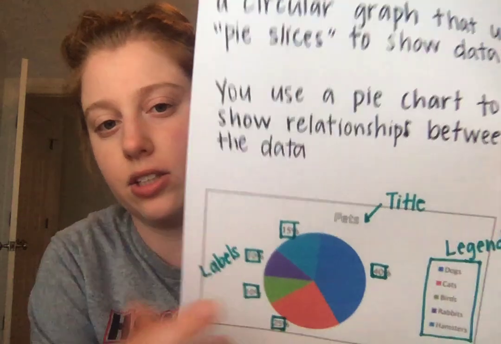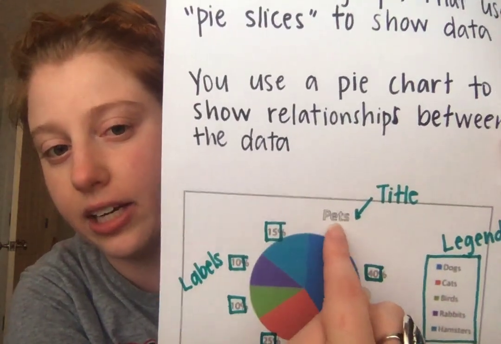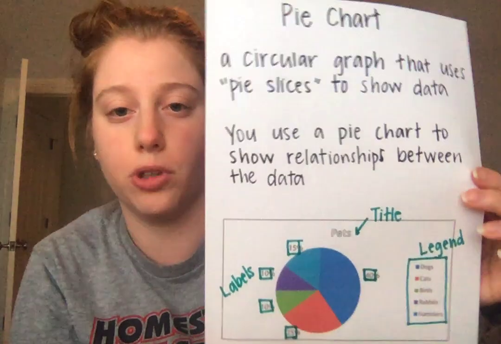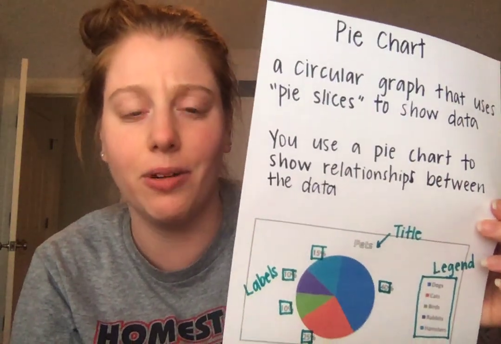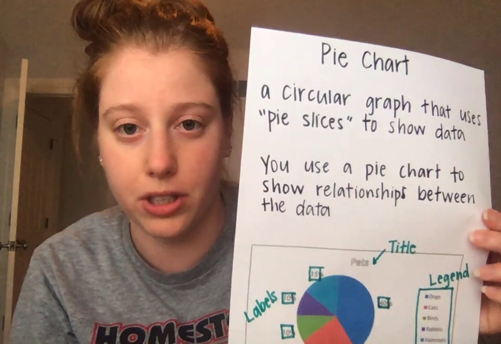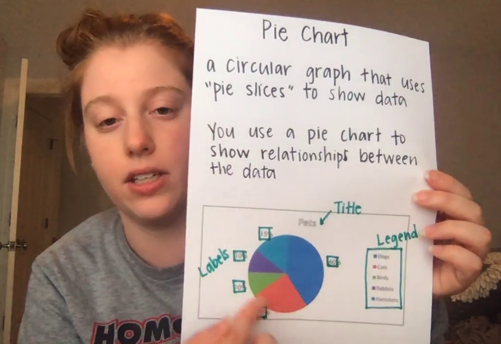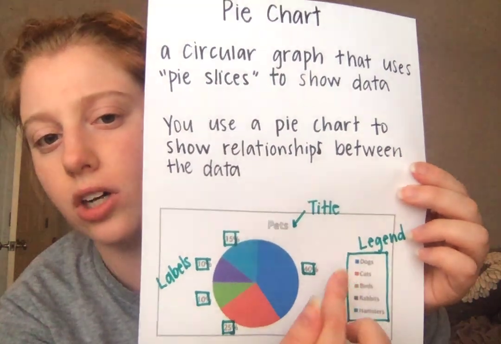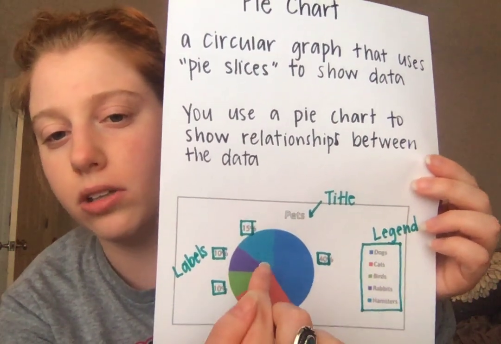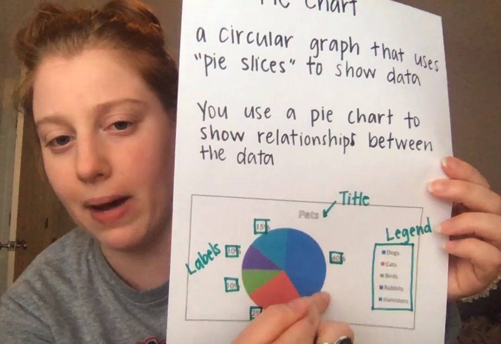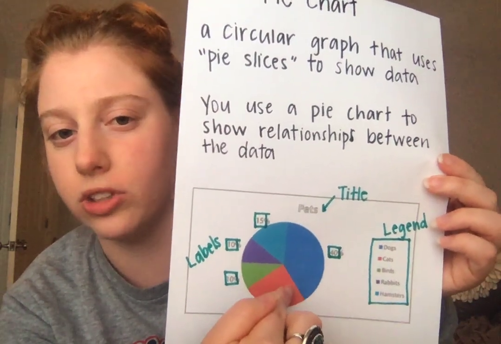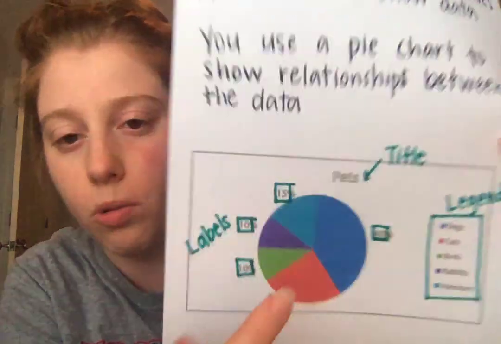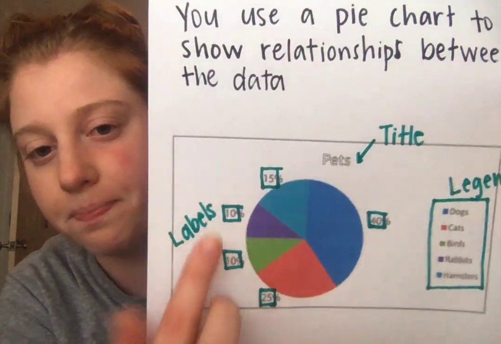So let's look at this. The first thing I notice is it has a title, and the title is pets. All of our graphs or charts have a title. That's how we know what information we were collecting, what this graph is about. Over here it has something new. This is called a legend. So notice over here on the pie slices, there aren't words on here. They're not labeled with words. So we don't know what these numbers refer to.